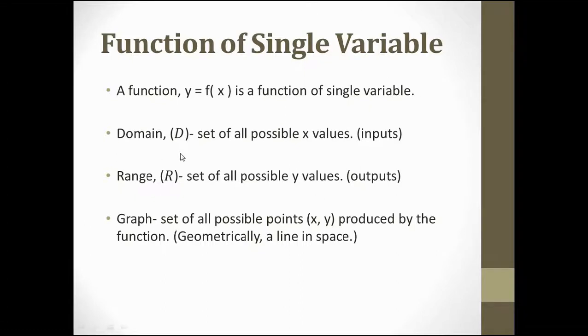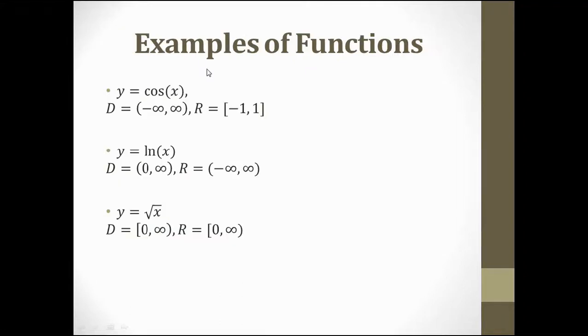And its domain, in this case, we can say is the set of all possible x values, or in other words, the set of all inputs. The range will be the set of all possible y values, or the set of all outputs. And the graph will be the set of all possible points (x, y) produced by the function. Geometrically, we know that it is a curve in the plane, whether it is a parabola, hyperbola, a straight line, etc. Here we have some examples of functions of a single variable.